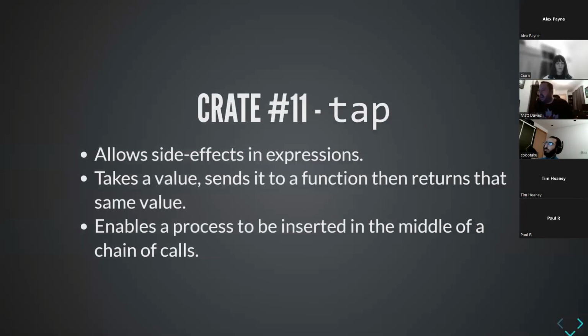Okay, just a few more crates left. So crate number 11 is tap. Now, a lot of people don't know about this crate, but it's a little utility crate. It's just for convenience, and it allows functions to provide side effects in expressions. So it can take a value, send that to the function, and then return that same value. So essentially, you can insert it in the middle of a chain. So if you want to log something while that chain is being called, it's just convenient to put that tap in. You don't have to break it off into separate variables.